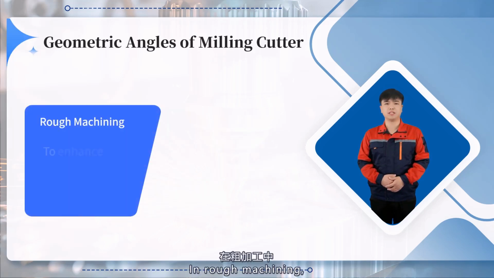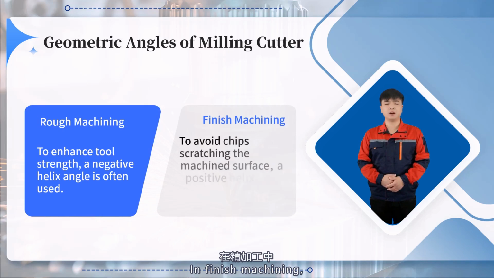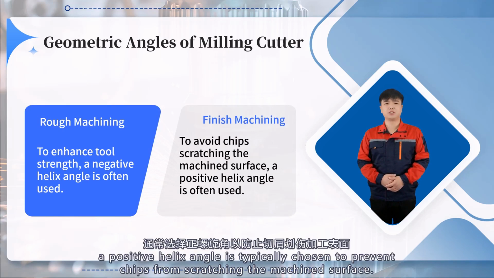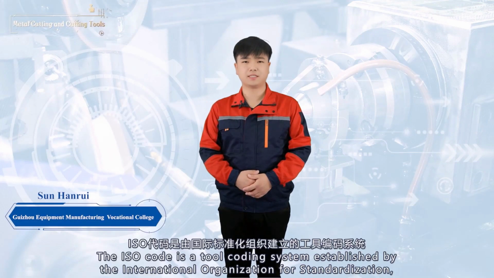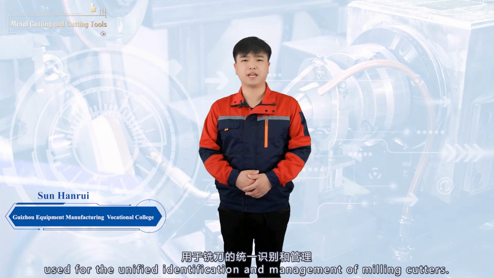In rough machining, a negative helix angle is often used to enhance the strength of the tool. In finish machining, a positive helix angle is typically chosen to prevent chips from scratching the machined surface. ISO code for milling cutters. The ISO code is a tool coding system established by the International Organization for Standardization used for the unified identification and management of milling cutters.